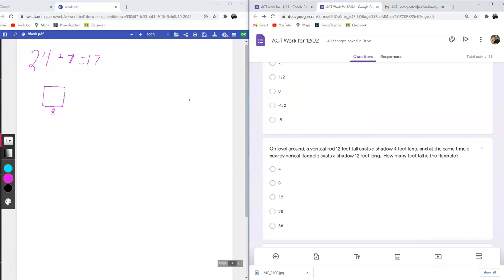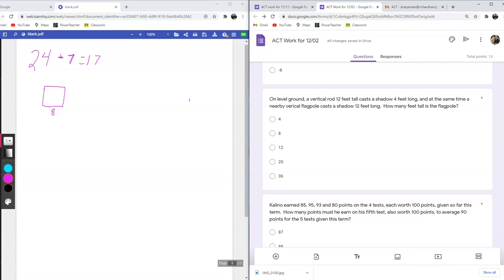Okay. Next one. On level ground. This is where you have a ratio. Again, the ACT loves ratios. All right. So they have a 12-foot pole that casts a 4-foot shadow. How tall is the pole that casts a 12-foot shadow? Well, one of the things you could look at is that this is 3 times larger than this. So this would be 3 times larger, so it's 36.